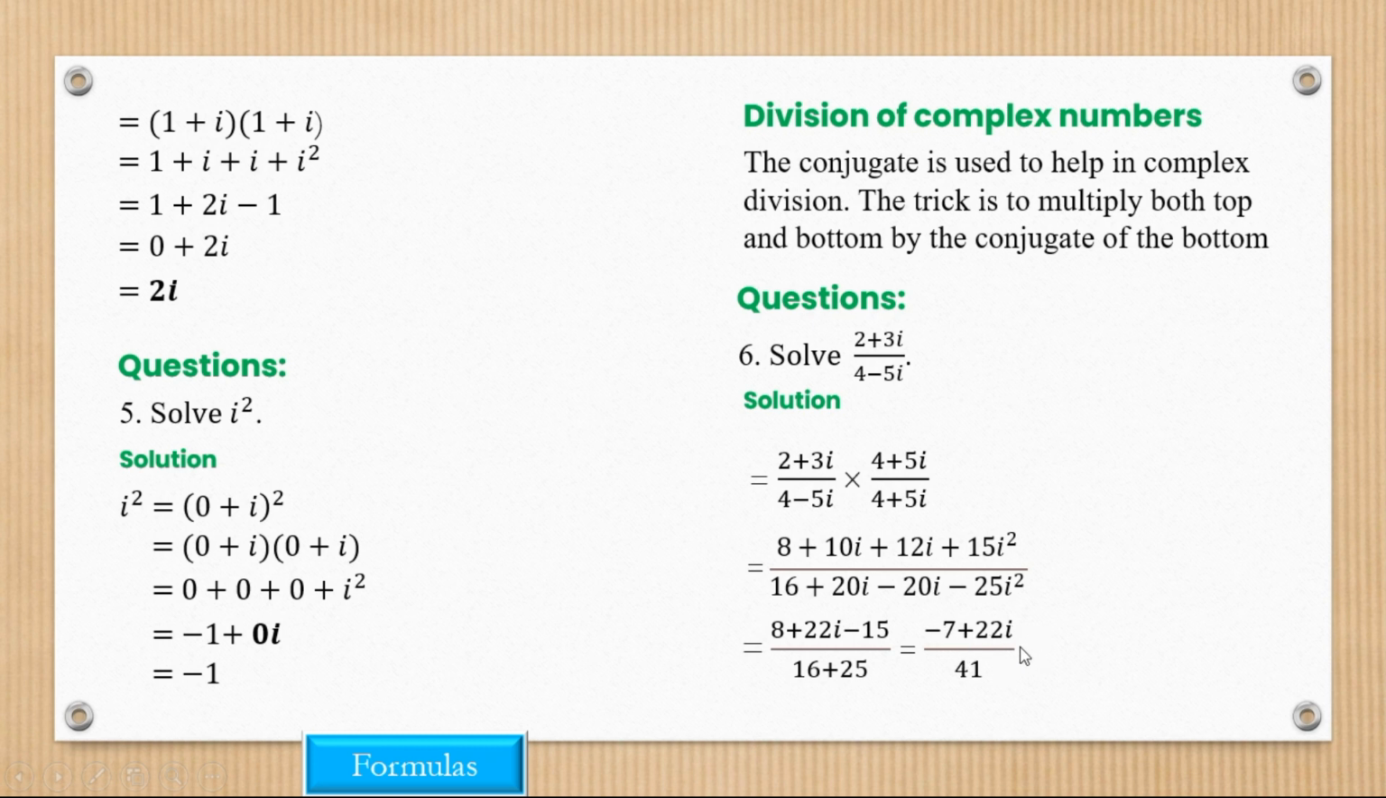So we have negative 7 plus 22i over 41. But now this is not expressed in the form a plus bi. So we're going to split this. We're going to split the denominator to both of the numerator values to have two separate fractions. So we end up having it like this. Now this is more like it, and hence this is our final answer.